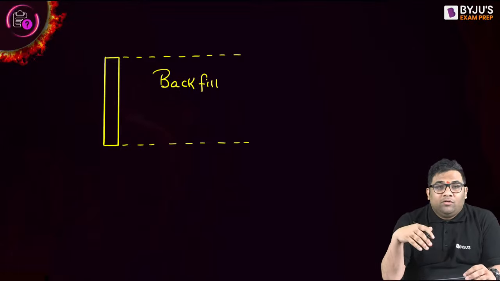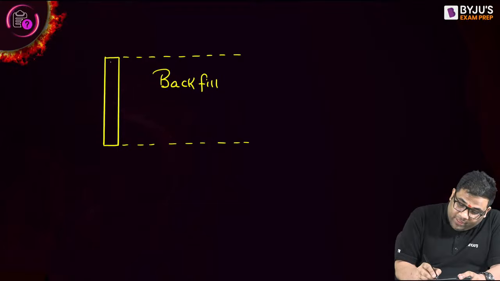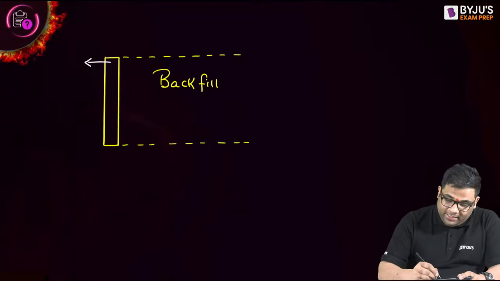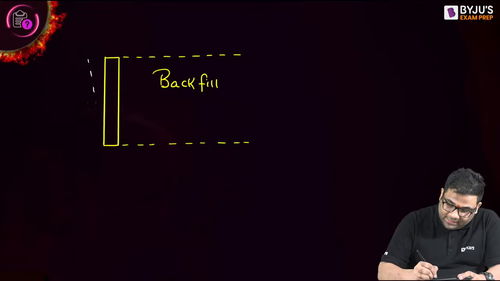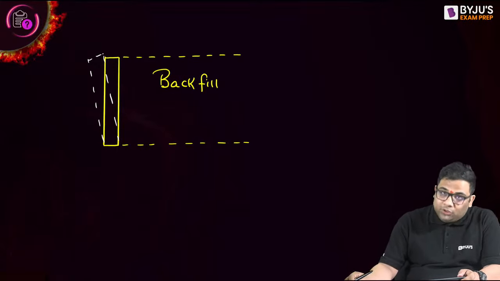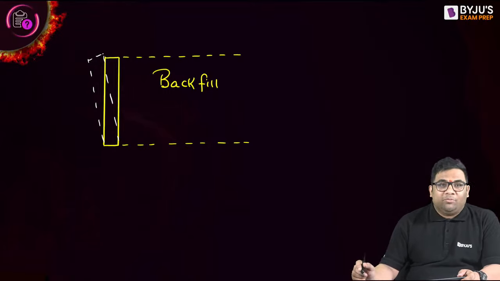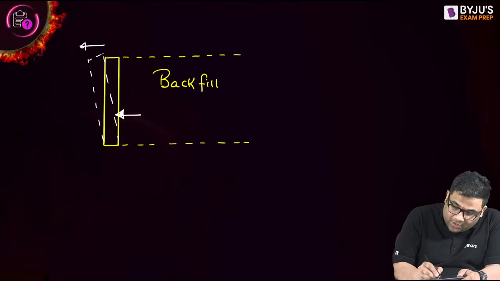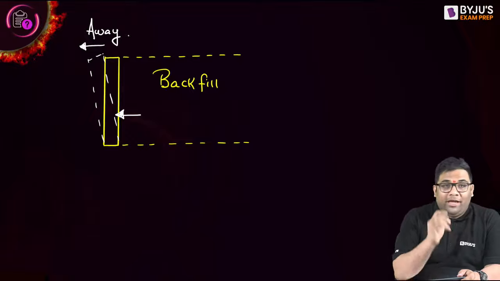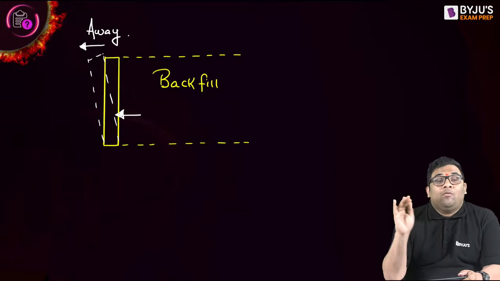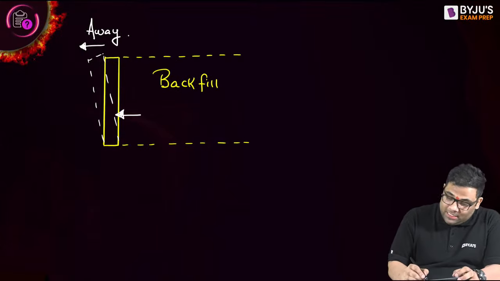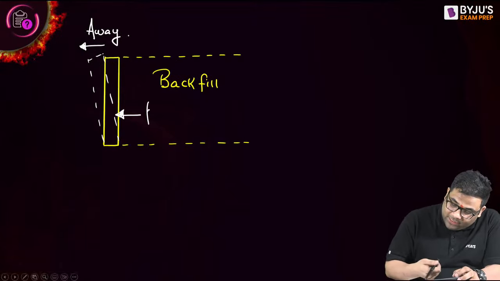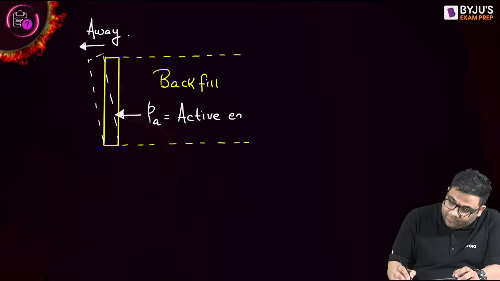Now, there can be two types of stress acting on this wall. When the wall is moving away from the soil, whatever is the stress or force on this wall by the backfill is known as the active earth pressure. So A for away, A for active earth pressure.